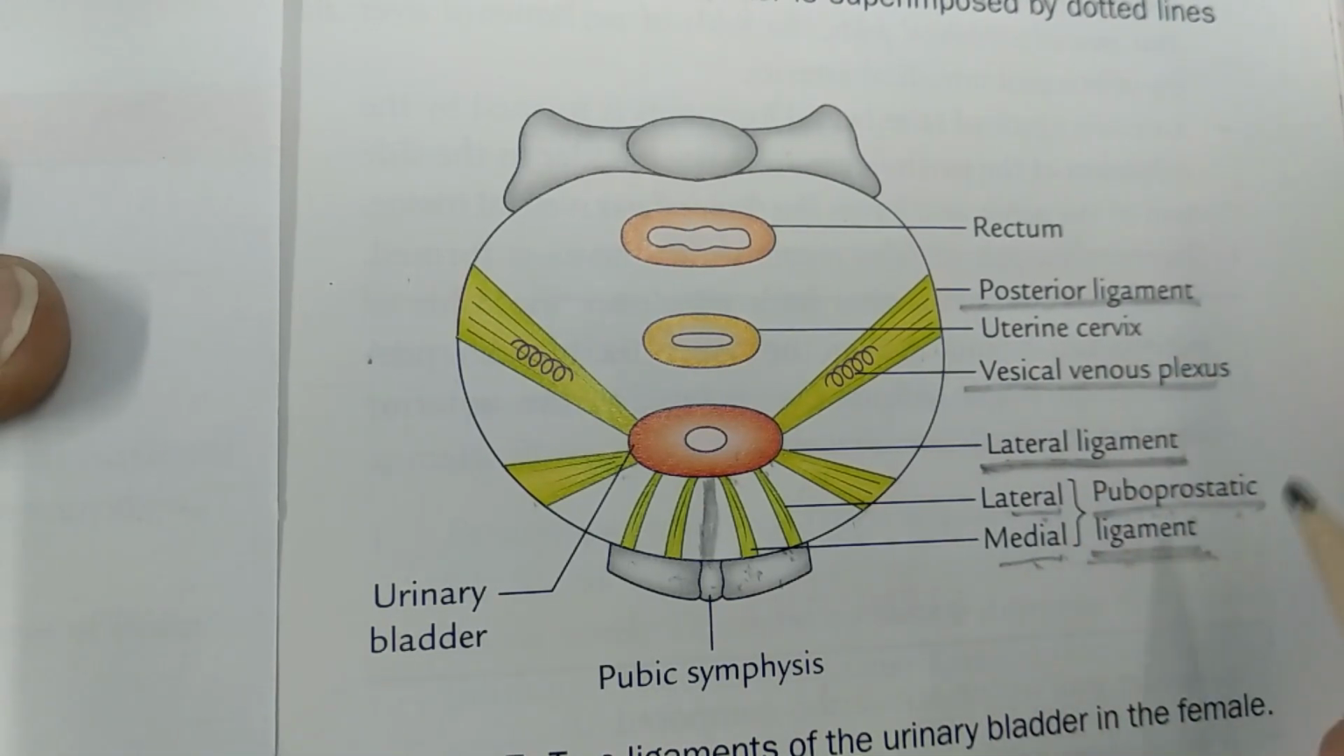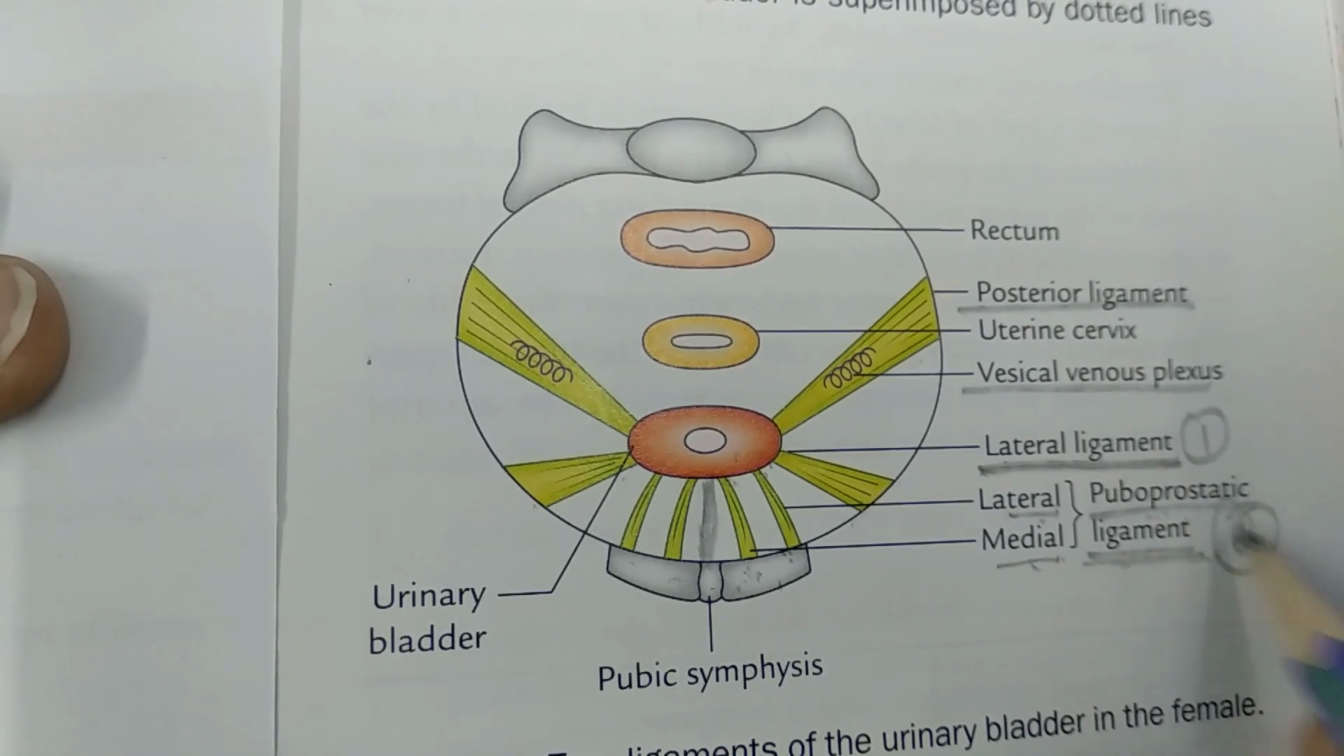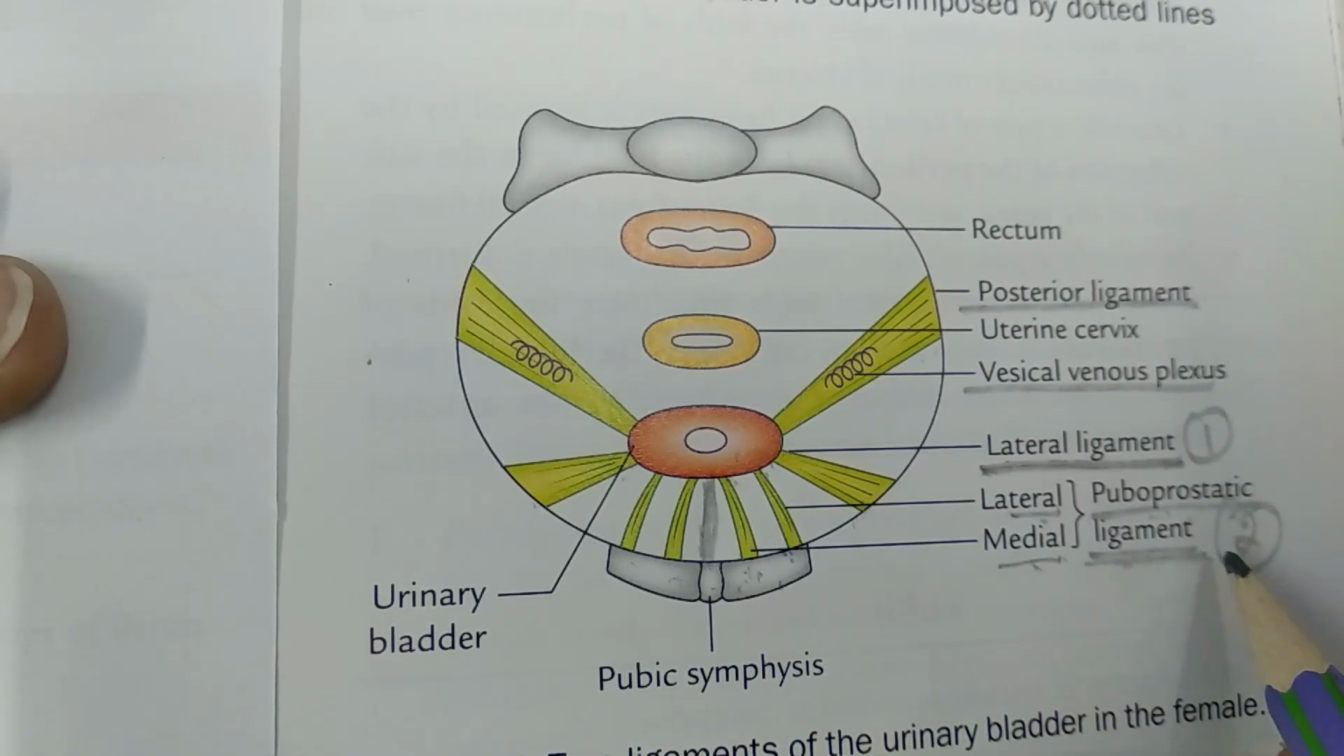So the true ligaments are, first, the lateral ligament. Second, the puboprostatic ligament, or the pubovesical ligament in females. They are lateral and medial.